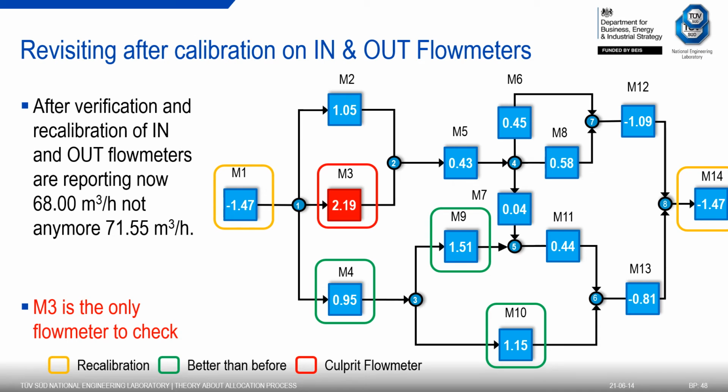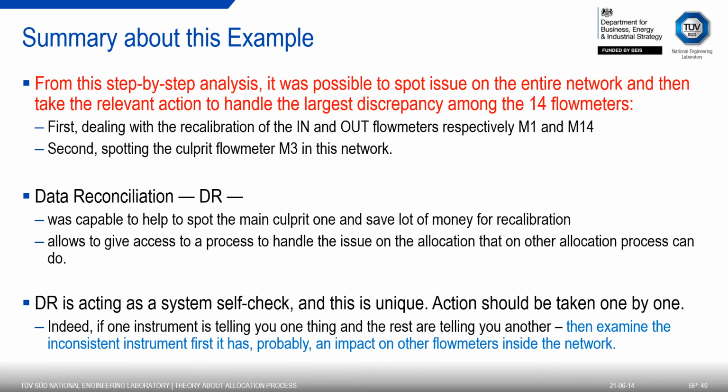So you see, you had 6 potential poor performance flow meters, but by targeting the right ones initially, M1 and M14, you come to the fact that there is only one which should be looked at carefully, which is M3. So you start to see the value that you have with data reconciliation.